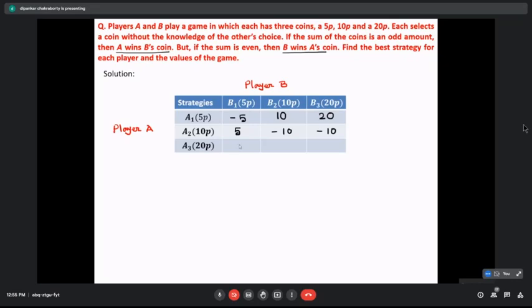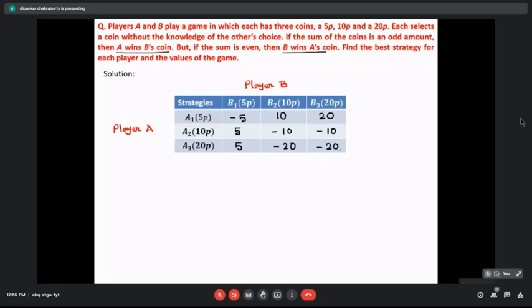Sure? Yes, 5. Yes, 5. Very good. Yes, yes. 2010. Very good. 2020. Very good. So this is your pure matrix. It is easy, very easy, but if you understand the thing.